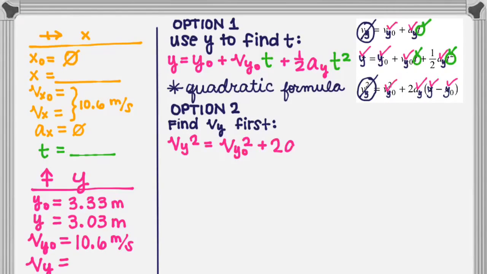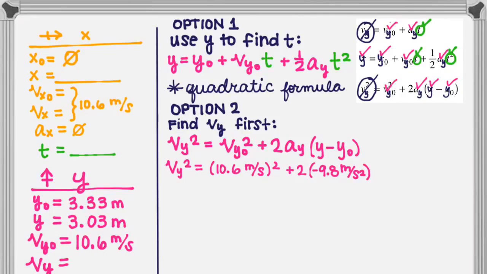And so my third equation says Vy squared equals Vy naught squared plus 2a delta y. Remember, y final minus y initial is delta y. Okay, looking in there, nothing cancels out or goes to 0, but it's still relatively easy to solve. So Vy squared equals, Vy naught is 10.6 meters per second. Don't forget to square that, because it says Vy naught squared, plus 2 times the acceleration due to gravity, a negative 9.8 meters per second squared, and then times the y of 3.03 and the y naught of 3.33 meters.